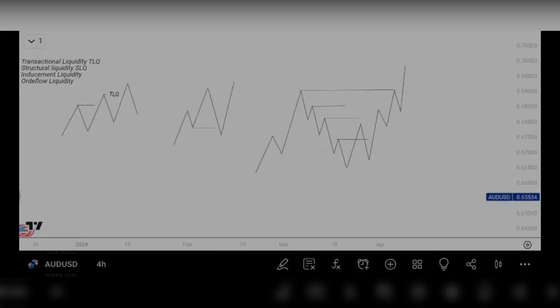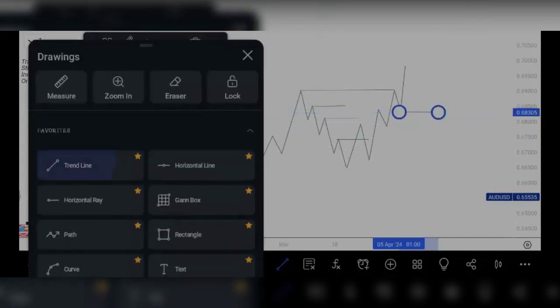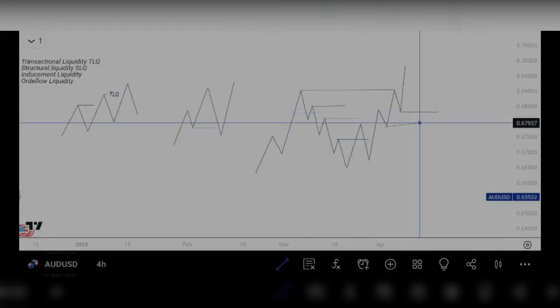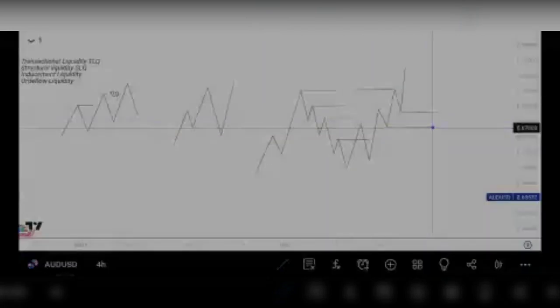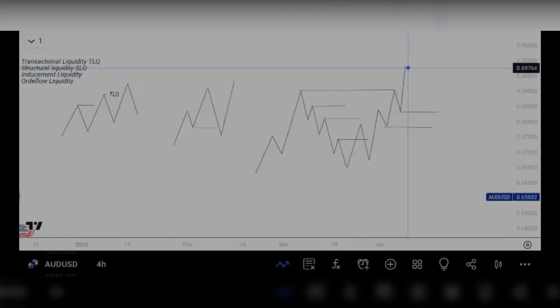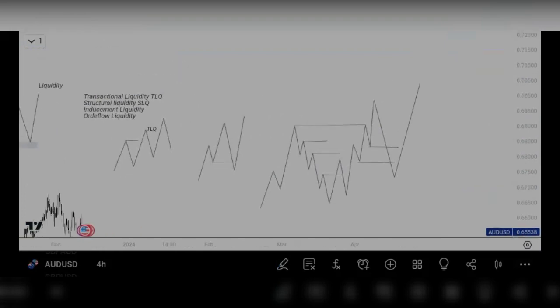Now you can see how price moved. Now internally, what has price created here? Price has created structural liquidity. And when price is coming back, it will take out all the structural liquidity, let's see something of this nature, before pushing. And that is structural liquidity for you.